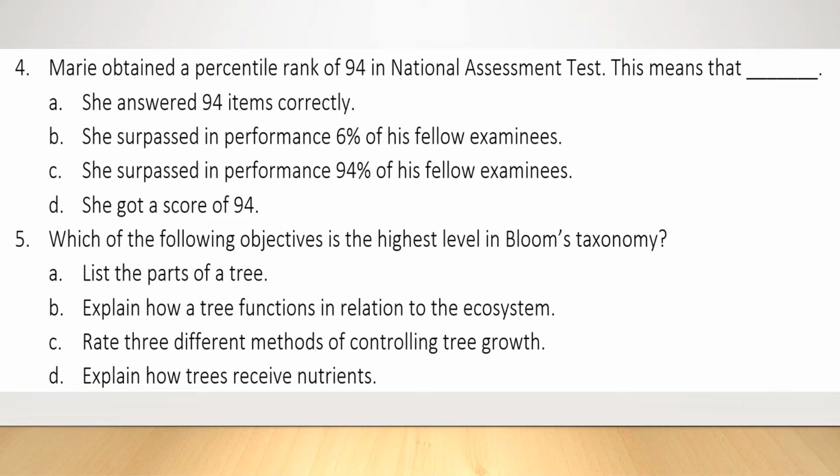So explaining belongs to the second level, which is understanding. Then rate. Rate 3 different methods of controlling tree growth. When you rate something, you judge. You judged it. You appraise it. You evaluate it. So this rating belongs to evaluating. Then letter D, explain how a tree receives nutrients. So explain. Same in letter D and letter B. They both belong to understanding. So out of the 4 options, ang pinakataas of level is ang letter C.